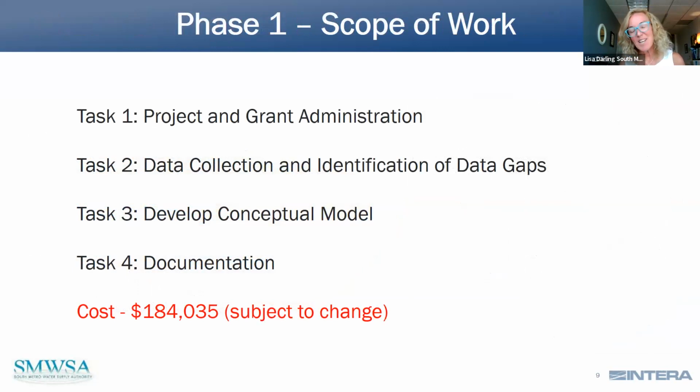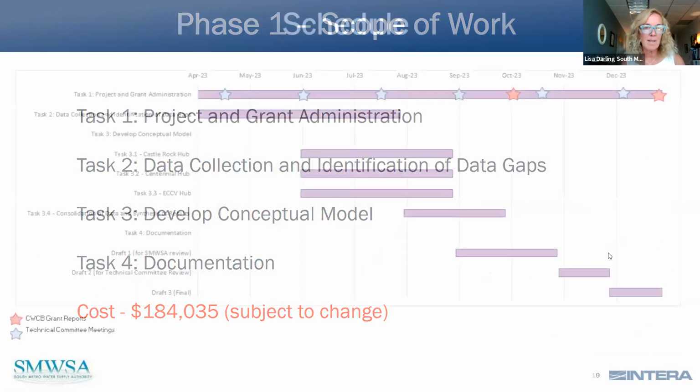So we were successful. We got a Colorado Water Plan grant. Thank you, state, to do this work. These are the tasks that we'll be doing. It's about $185,000, so no small task. And as I mentioned, we're hopeful that for phase 2, we can continue the work. And I think the next slide is simply the schedule.